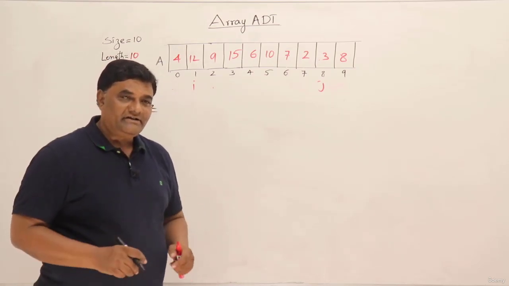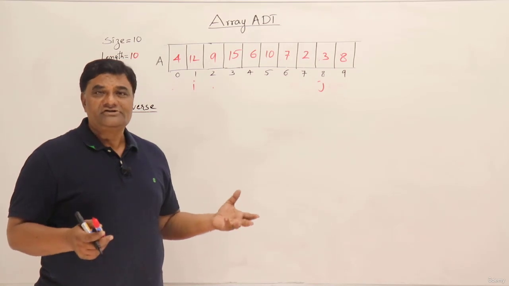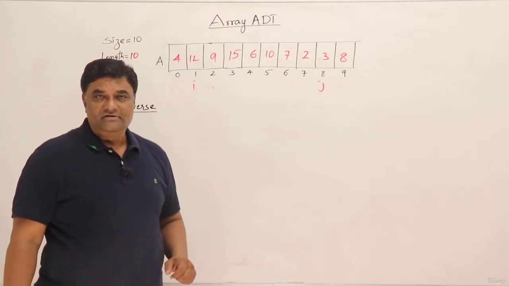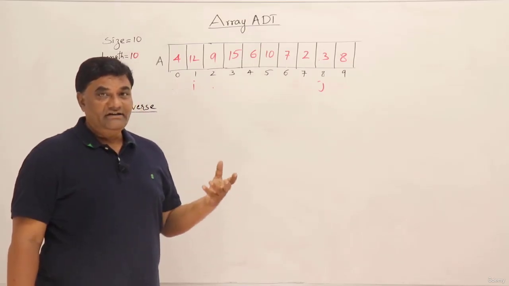So how much time is it taking? We have to scan through all the elements. How many times? Just one time. So time is how much? Order of n. We are swapping a total of n elements. We are accessing a total of n elements.